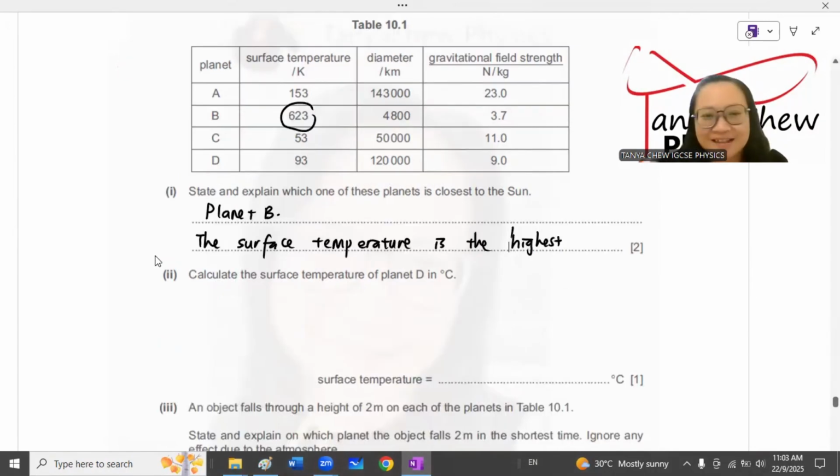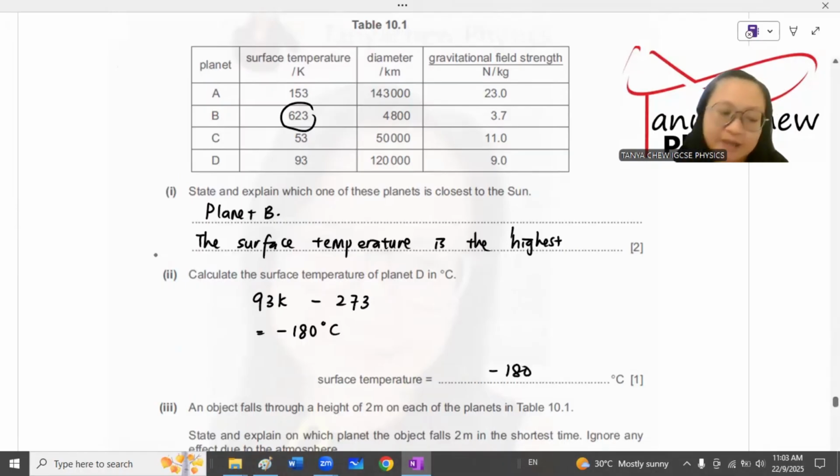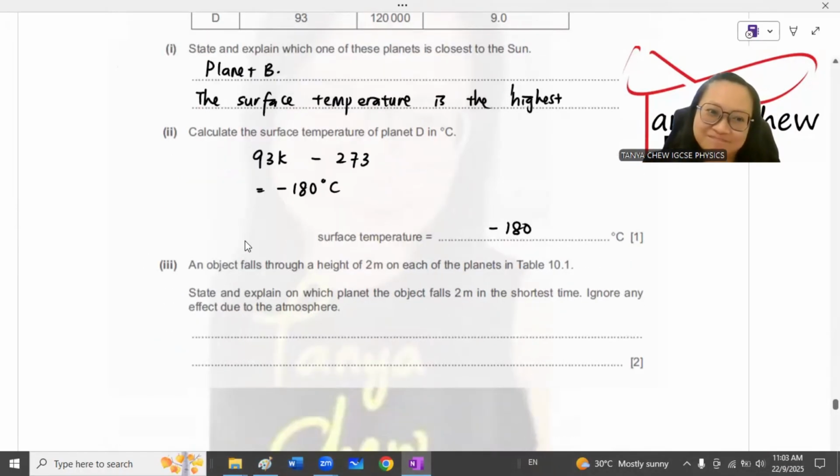Now, the second part, calculate the surface temperature of planet D in degree Celsius. So this surface temperature in Kelvin is 93 Kelvin. If you want to convert to degree Celsius, you have to minus 273. So you will get negative 180 degrees Celsius. Negative 180. Negative must be included.